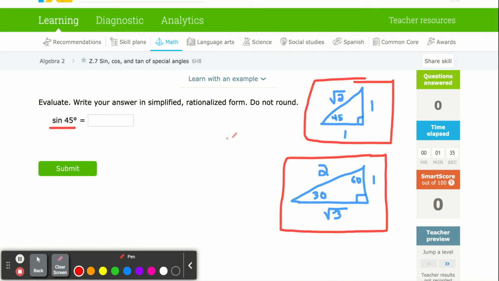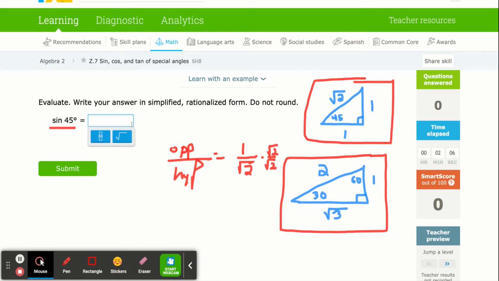To take the sine of 45, you go to the 45 right triangle. Sine, remember, is opposite over hypotenuse. So that's just 1 over the square root of 2, because the opposite of 45 is 1. The hypotenuse is the square root of 2. And then make sure you rationalize your denominator. Multiply by 1, meaning the square root of 2 over the square root of 2, so we don't have any square roots in the denominator.